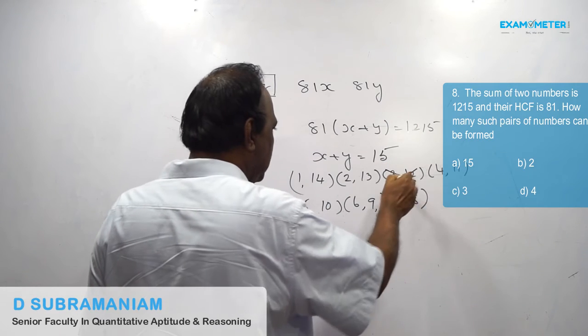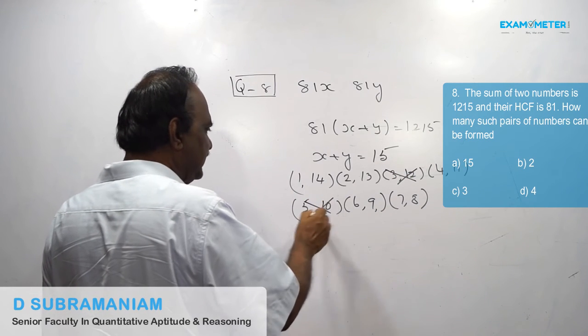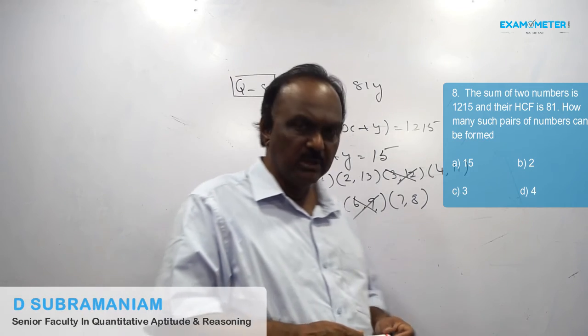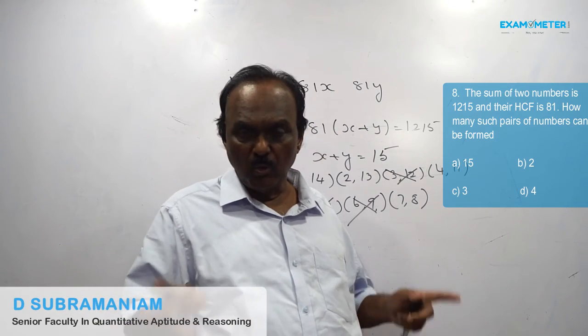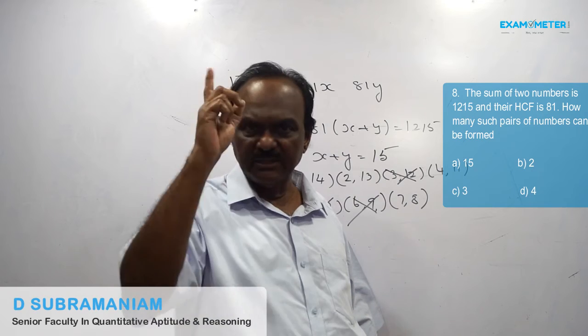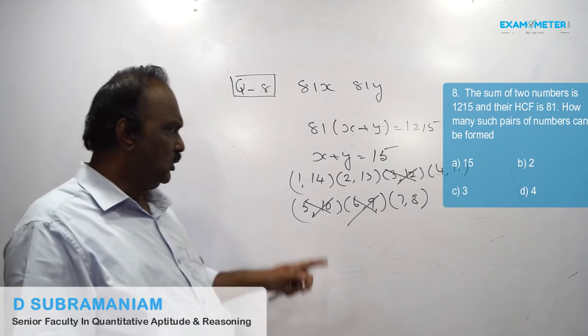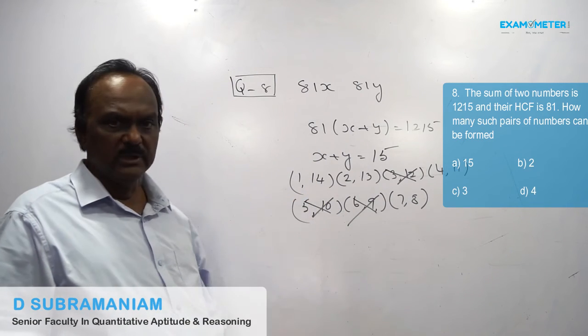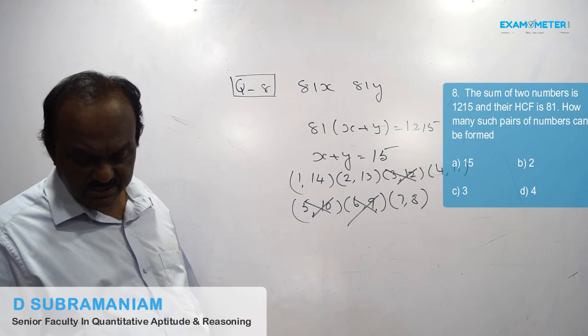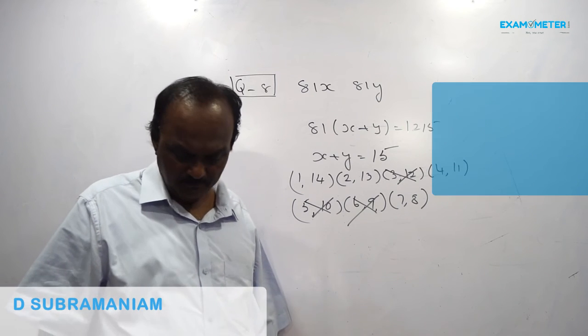3 and 12, they are not co-primes. 5 and 10, they are not co-primes. 6 and 9, they are not co-primes. Why they are not co-primes? Co-prime means they should not have any common factor other than 1. So 1, 2, 3, 4. There are 4 such pairs. So answer is 4, that is multiple choice D.